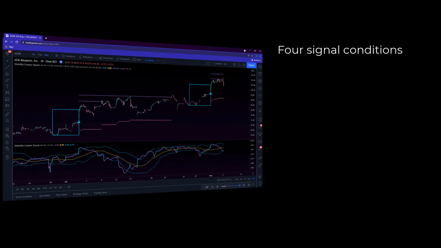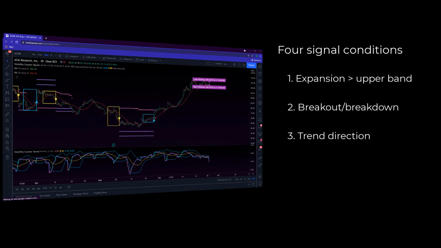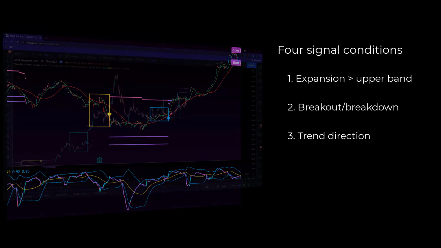The first is expansion crossing the upper band. The second is that there must be a technical breakout or breakdown relative to the look-back period, meaning that the explosive bar is pushing to new highs or lows. The third is trend direction, determined by the fast and slow trend periods. When the fast moving average is above the slow moving average, we allow long signals and filter short signals, and vice versa when the fast MA is below the slow.